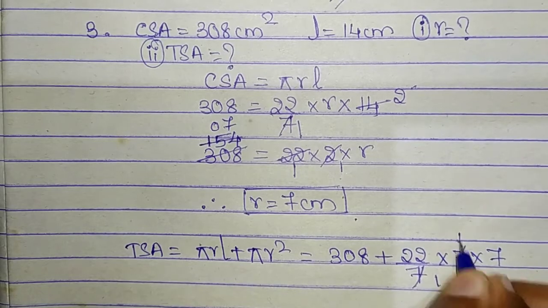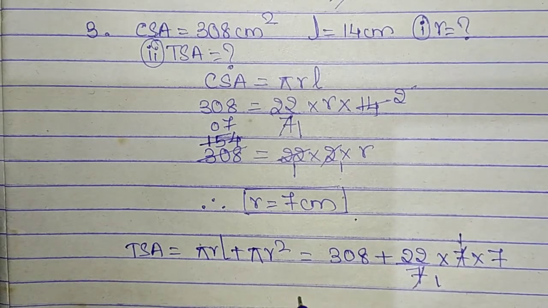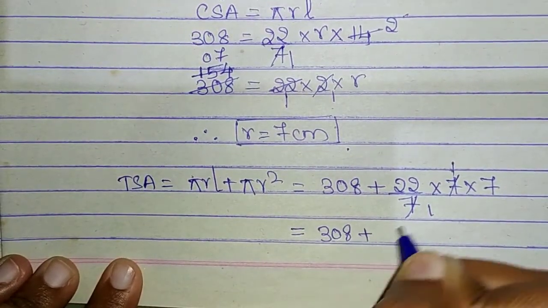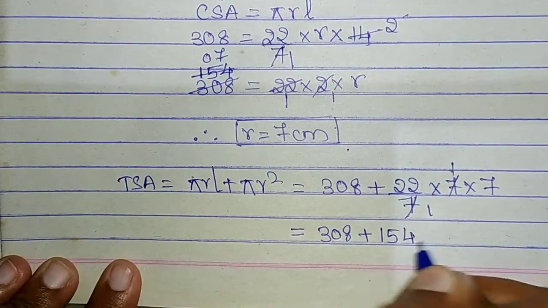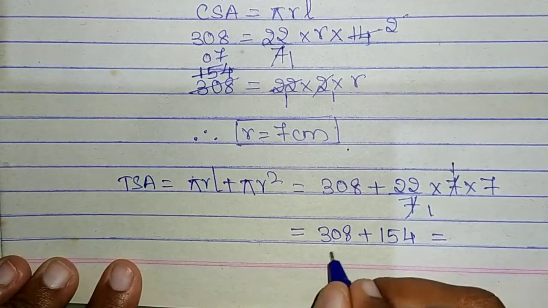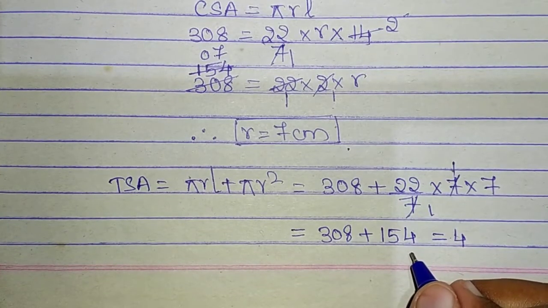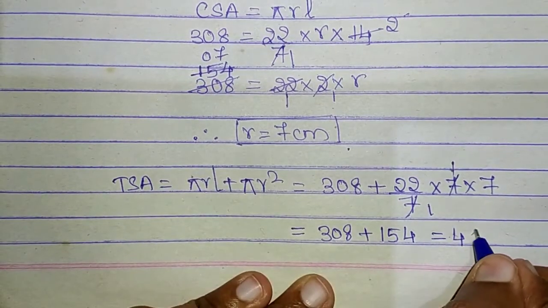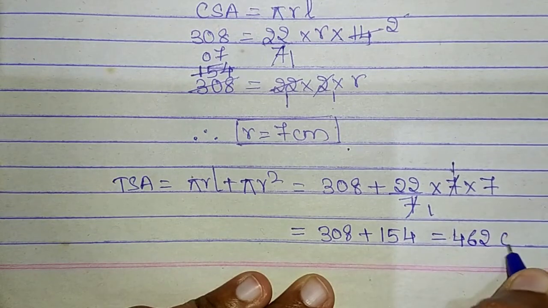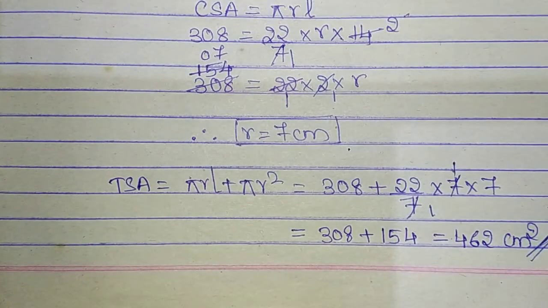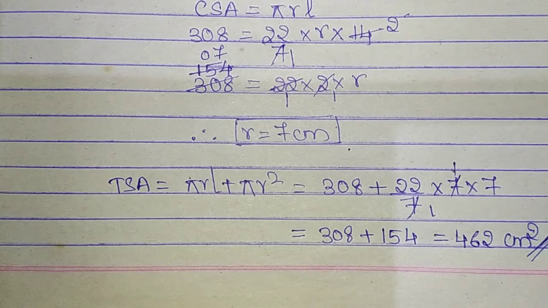So 7 ones are 7, 22 7s are, we know, 154. So this is equal to 308 plus 154, which is equal to 462 centimeter square. This is the total surface area, or the required solution to question number 3 of exercise 13.3.